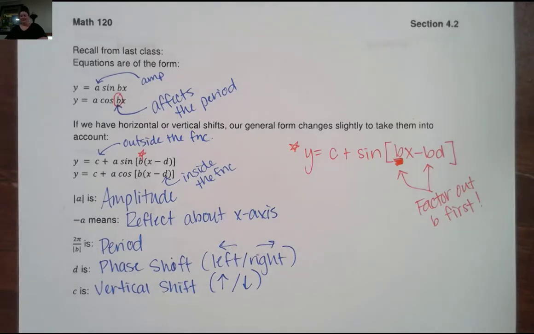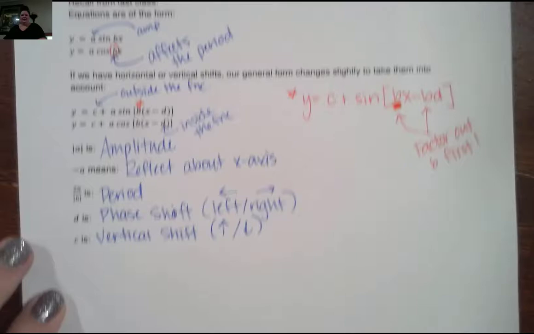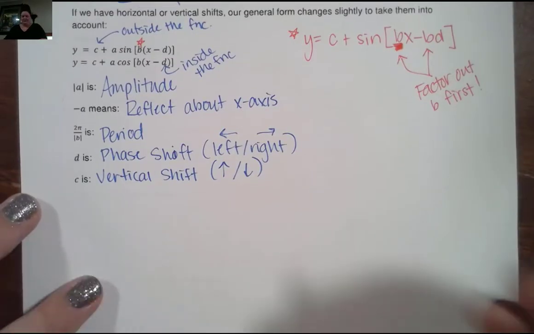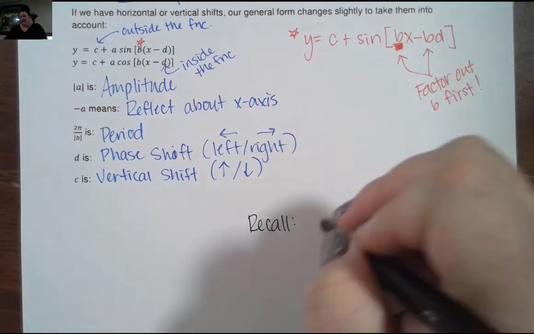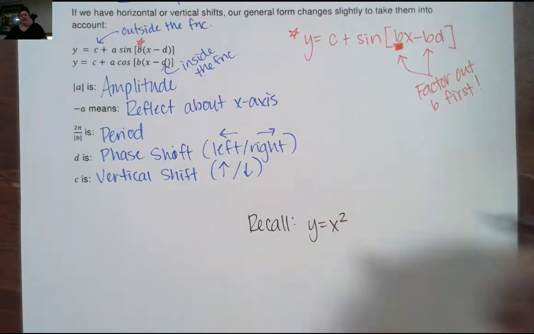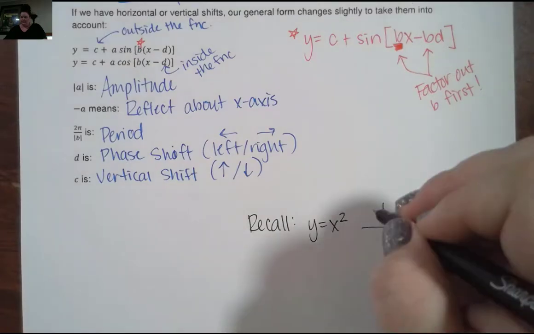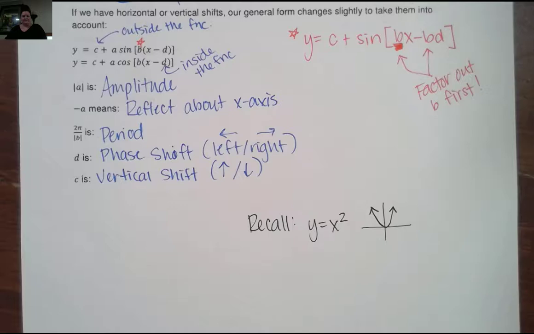Okay, so just to quickly refresh, I know this is just a whole lot of letters. So let's just look at a good old-fashioned college algebra example. Okay, so recall, if we are dealing with something like y equals x squared, okay, that just makes a general basic parabola through the origin, right?